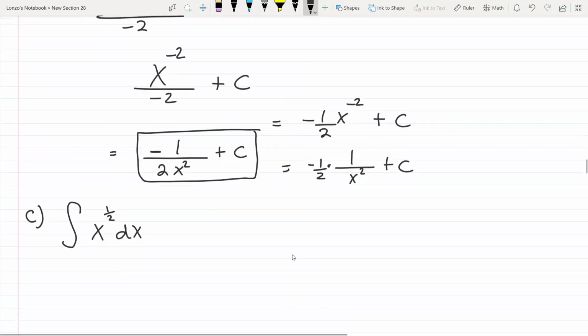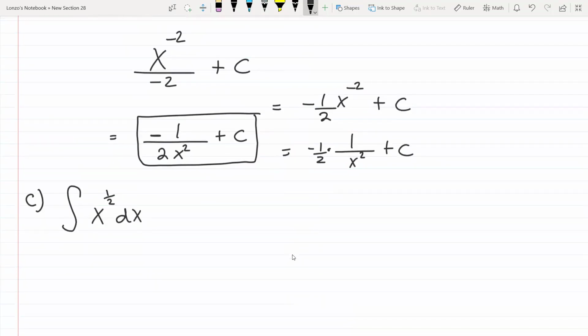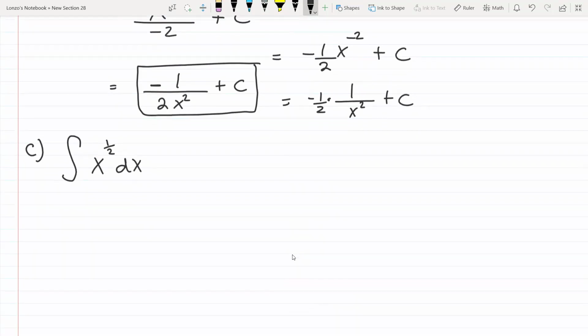Okay, c. So we have the integration of x to the 1/2. Now we're dealing with a fractional power. Oh no, it's okay. Same idea. It's the old power plus 1. So it's 1/2 plus 1, divided by that power.